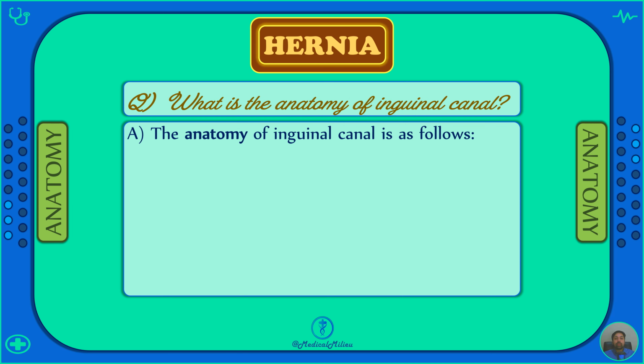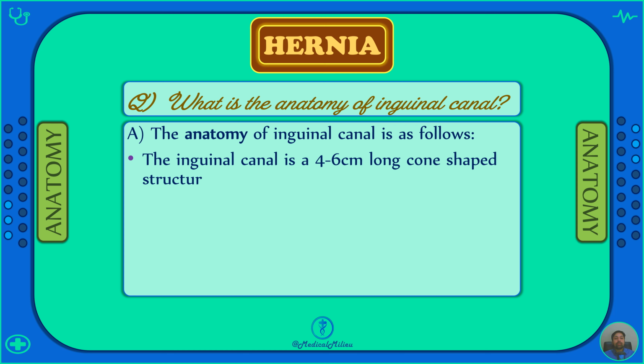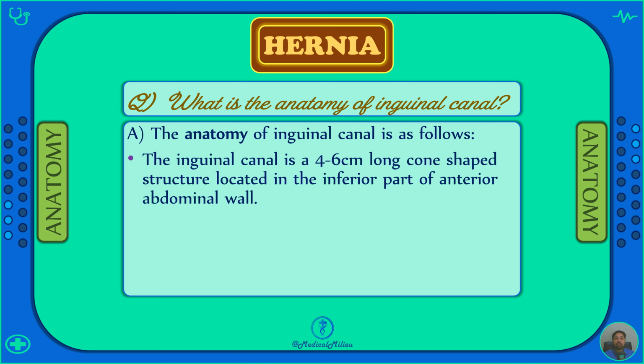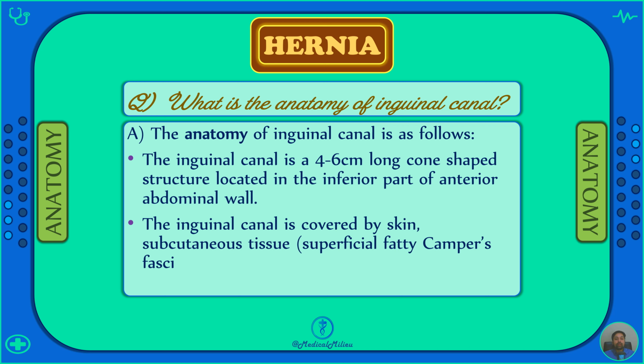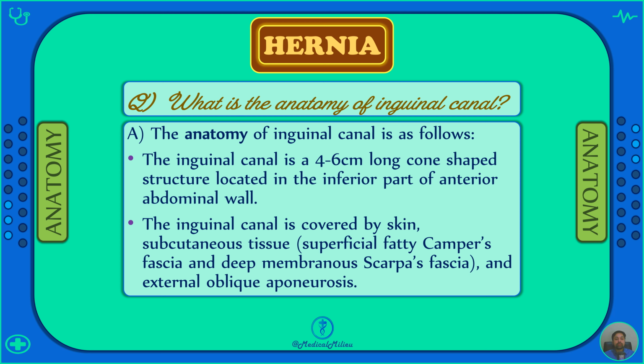The anatomy of the inguinal canal is as follows. The inguinal canal is a 4 to 6 centimeter long cone-shaped structure located in the inferior part of the anterior abdominal wall. The inguinal canal is covered by skin, subcutaneous tissue, which is superficial fatty Camper's fascia and deep membranous Scarpa's fascia, and the external oblique aponeurosis.